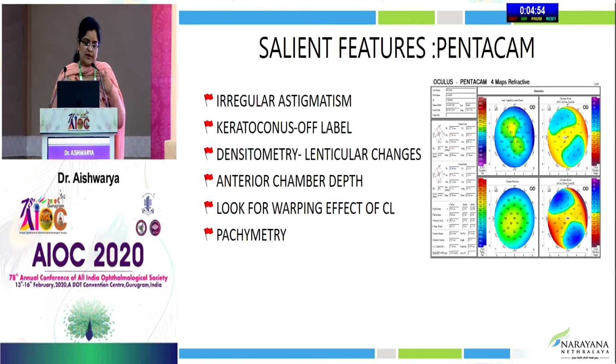Coming to the Pentacam, the red flags over here again are irregular astigmatism. Keratoconus, again, we have been using ICLs and IPCLs for quite some time, but at the same time it remains an off-label use. Densitometry will help you to understand if at all there is any lenticular opacity present. Anterior chamber depth from Pentacam is an important cornerstone of this surgery, which I'll discuss later. And then pachymetry, and look for the warping effect of previous contact lens.